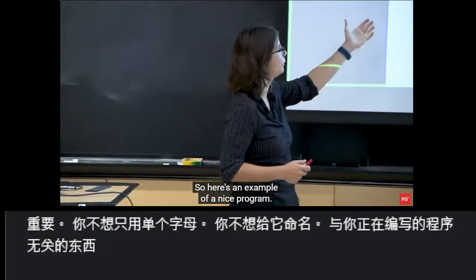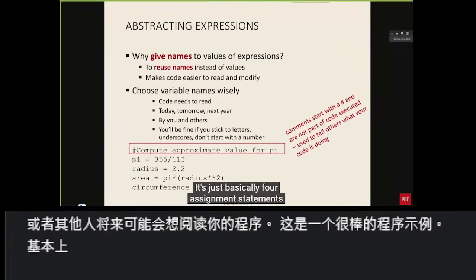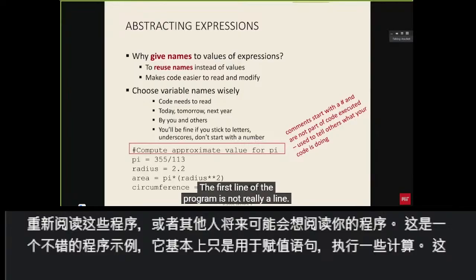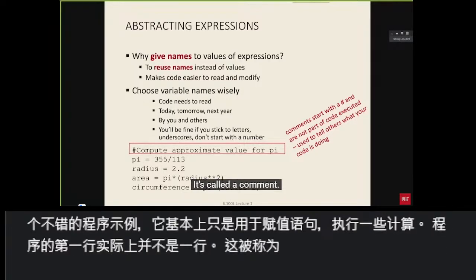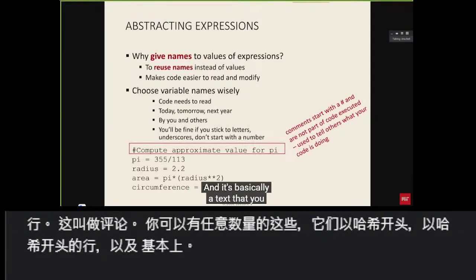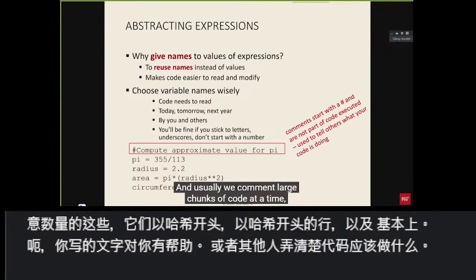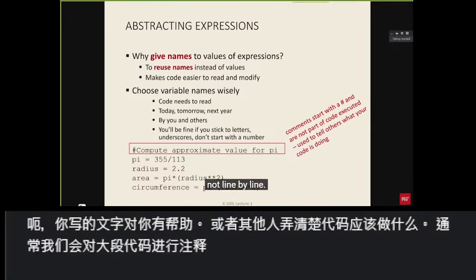So here's an example of a nice program. It's just basically 4 assignment statements that do some calculations. The first line of the program is not really a line. It's called a comment. You can have as many of these as you like. They start with a hash. It's a line that starts with a hash, and it's basically text that you write that helps you or others figure out what the code is supposed to do. And usually we comment large chunks of code at a time, not line by line.